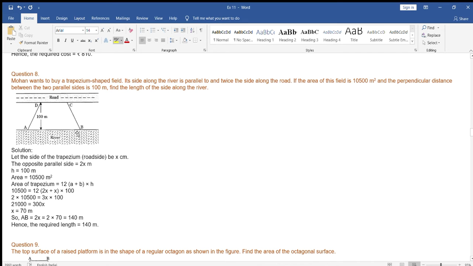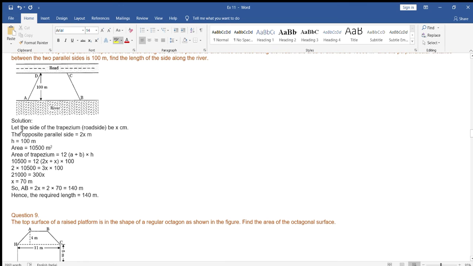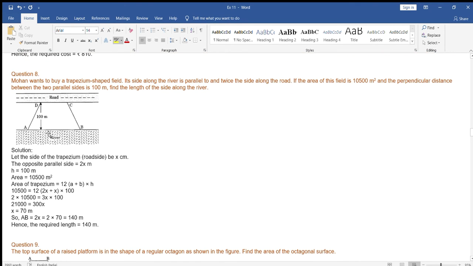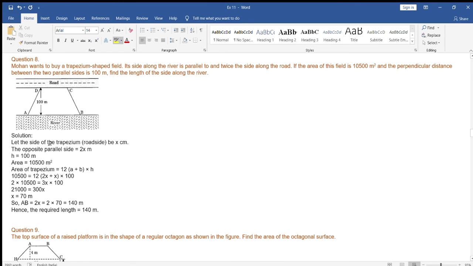None of the sides is known to us, but the relation between them is known. So what will we do? First of all, we will mention the side along the roadside. We will assume it as x. If we assume it as x, then the opposite side, this AB, will be 2x, because it is twice the side along the road. So the height is 100. Then how will you find the area?